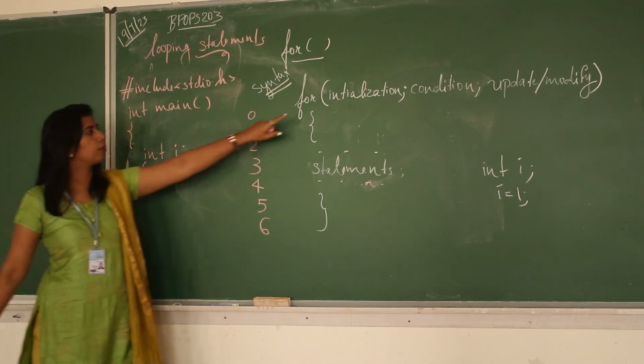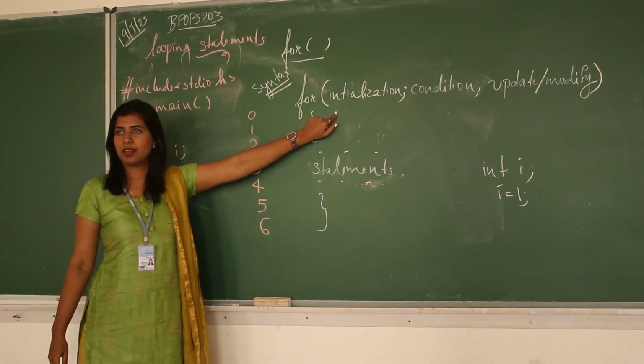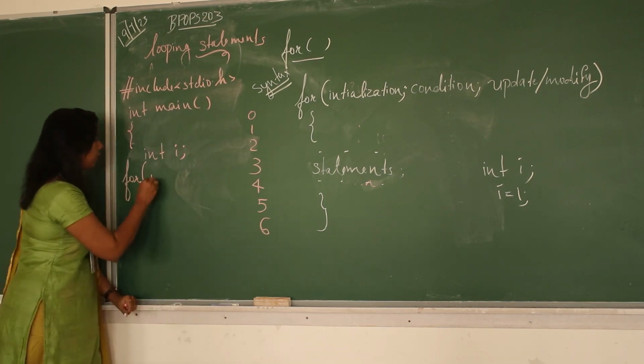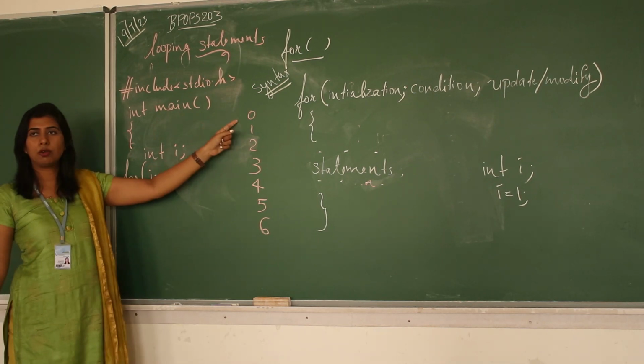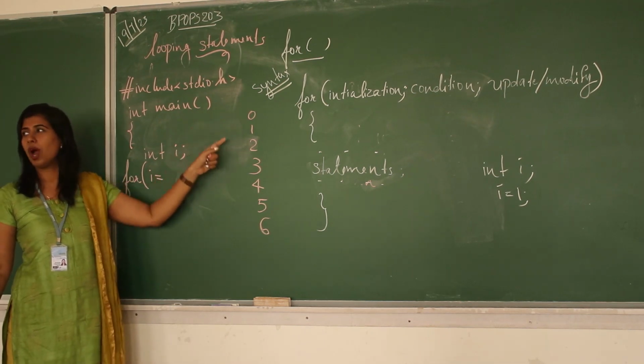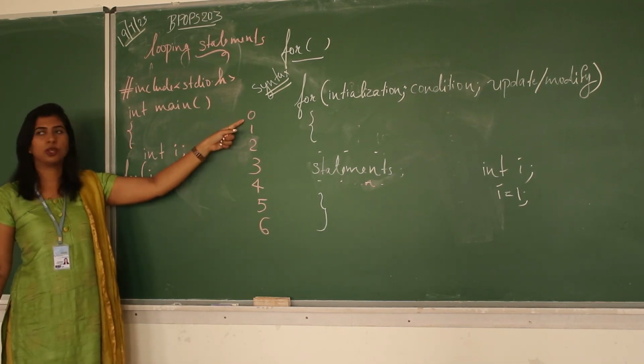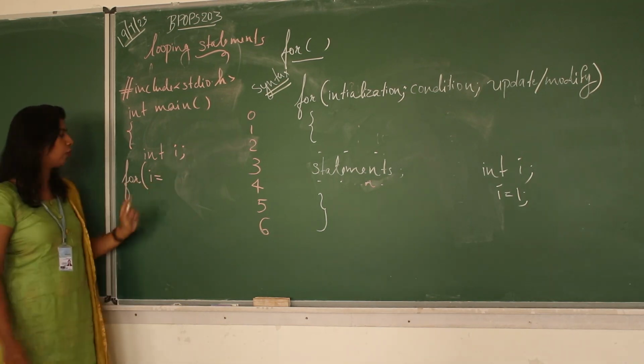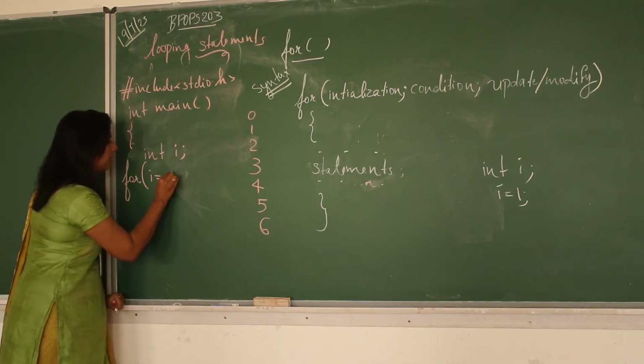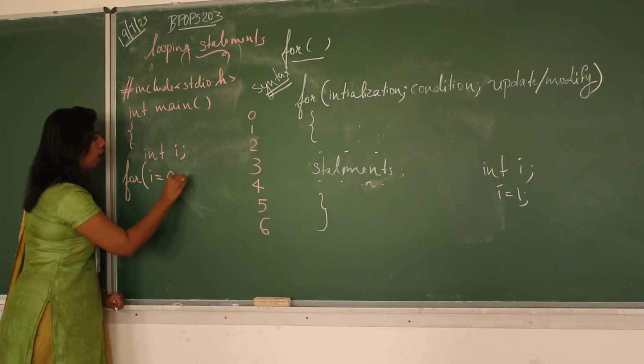First one, as per my syntax, it should be initialization. That means if I am using a variable, its value should start from where? It will depend upon how your output should be. Here my output should start from 0. So my I value should start from 0, semicolon.